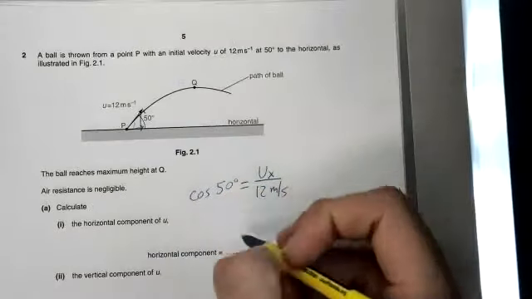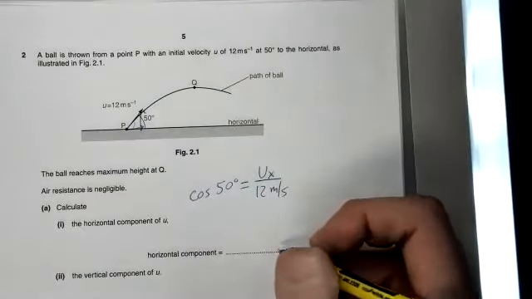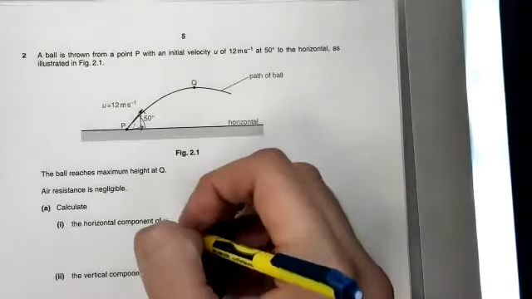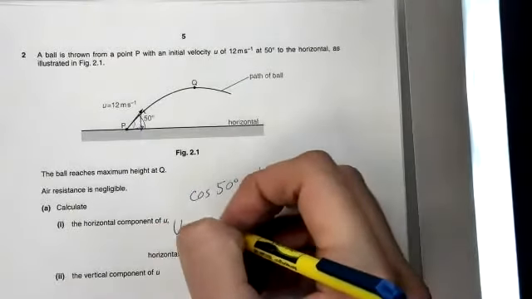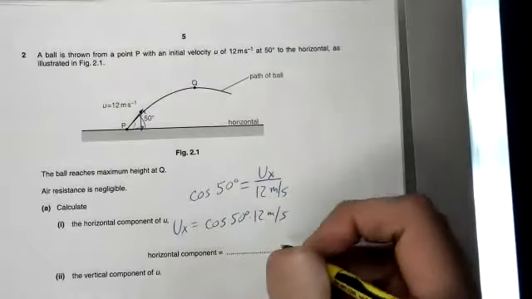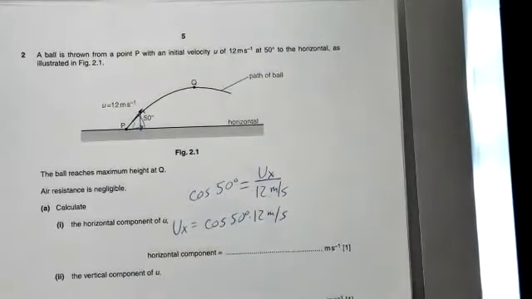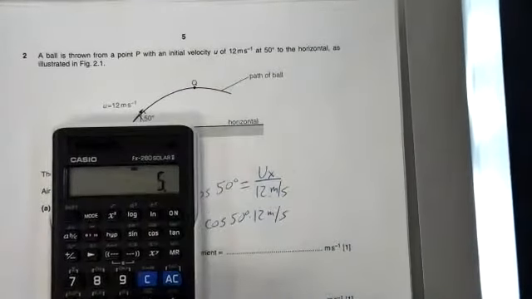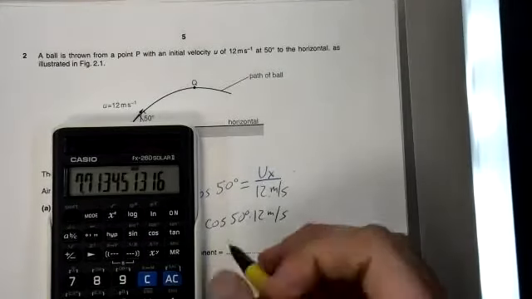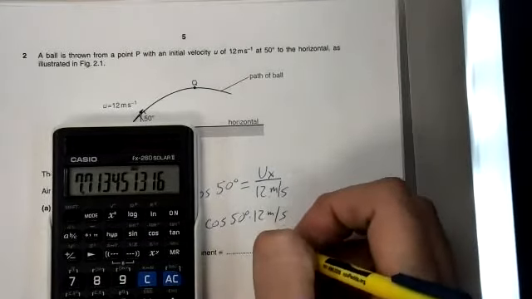Because I've already substituted in a value for theta, why not substitute in the hypotenuse too? And then it's clear to see that we can arrive at this answer of 7.7 by multiplying both sides by 12 meters per second. So the x component of u is calculated as the cosine of 50 degrees times 12 meters per second, and that should give you 7.7. Let's just double check that. Any questions about that?